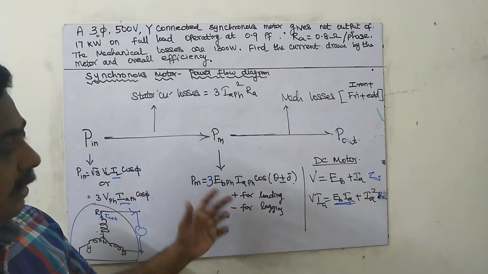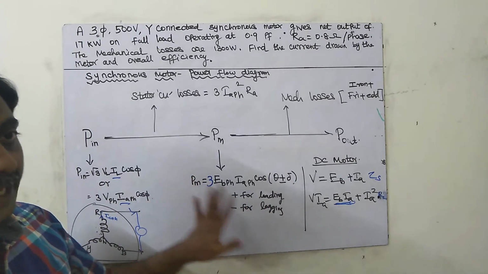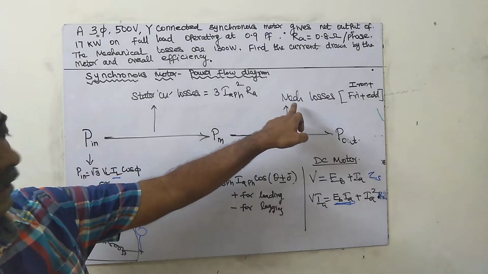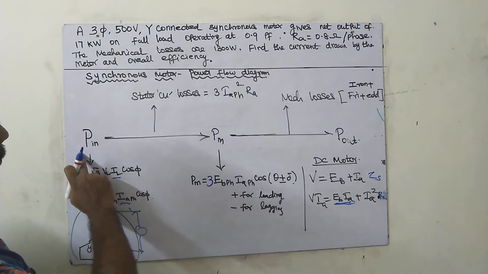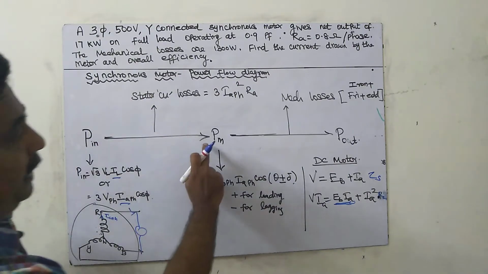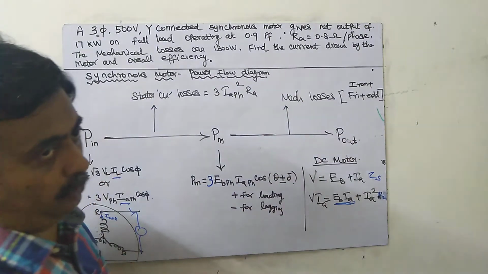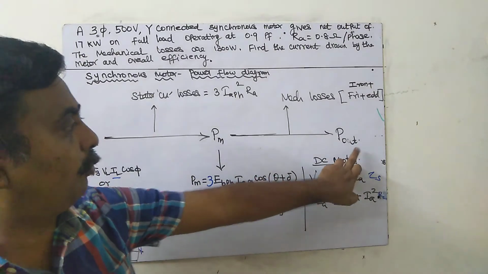After gross mechanical power developed, this is the electrical equivalent of mechanical power developed. So minus mechanical losses, we will get the output power. So what is gross mechanical? PM equal to P in minus stator copper losses. PM minus mechanical losses equal to P out. Okay, this is the output. Efficiency equal to output divided by input.